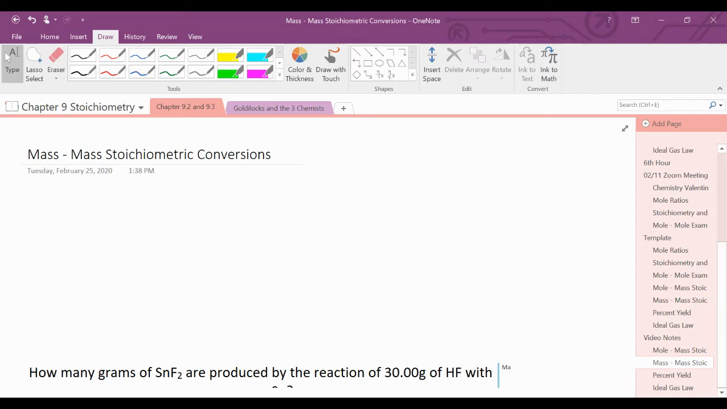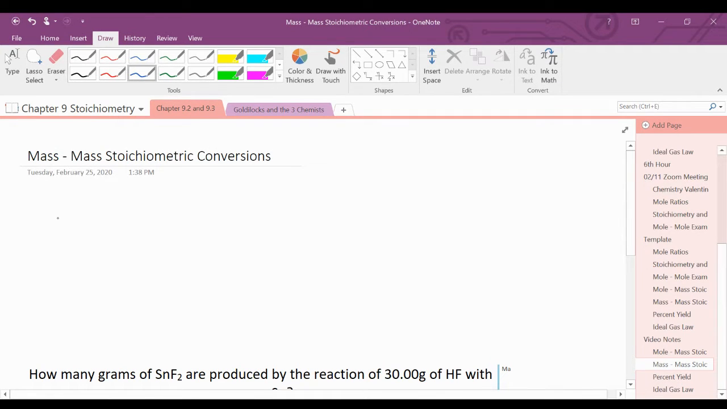The reason we're going to do mass to mass is that when you work in a lab, the equipment we have is a triple beam balance or electronic balances to measure mass. We don't have a device to measure moles. So when chemists are working with a chemical reaction and want to produce a certain amount of product, they need to be able to mass out how much reactant to start with. And at the end, they'll measure the mass of the product they form and compare it to what they should have formed.